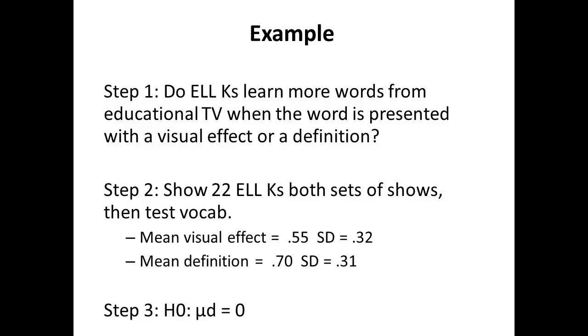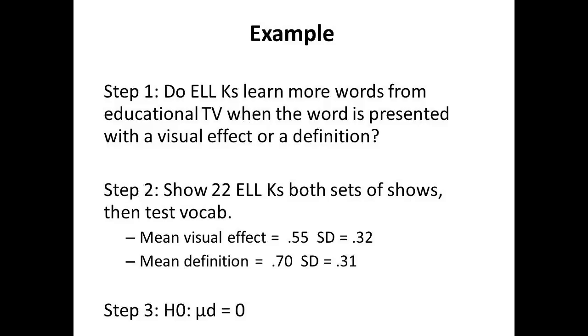So we showed 22 ELL students both sets of shows, and then we test their knowledge of those words. So this isn't a pre-test and a post-test, but each person got both versions of the treatment, so to speak. So that means it's still a related samples or within subjects design or a dependent design, whatever you want to call it. And then, of course, in step 3, the null hypothesis is that the difference score will be 0.